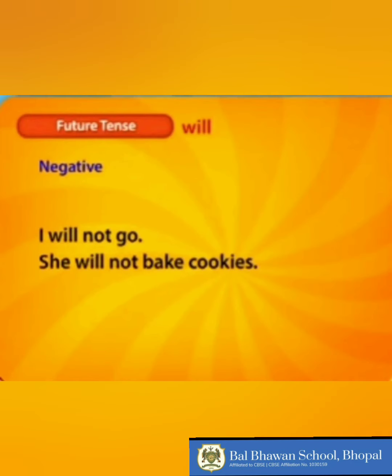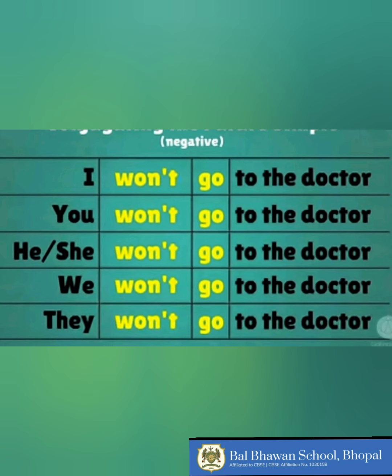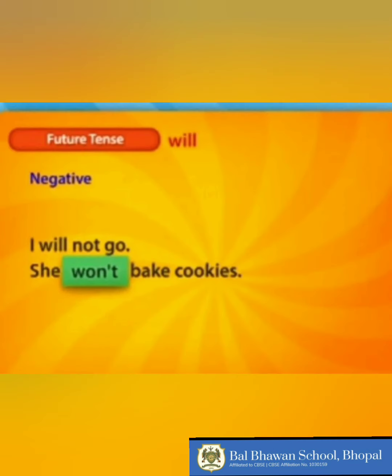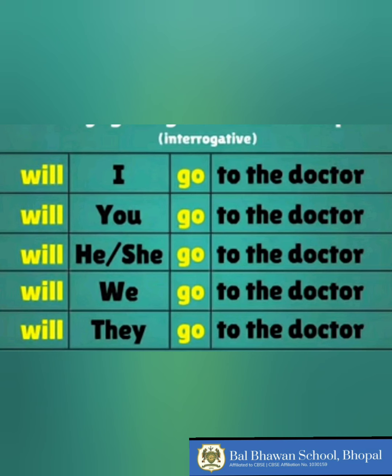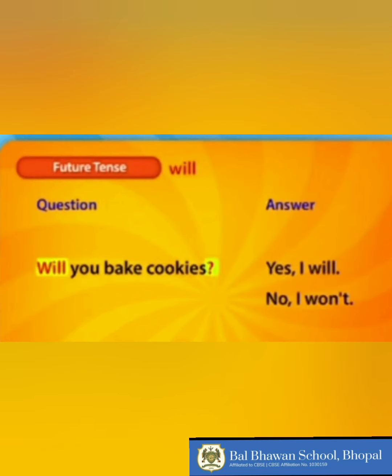I will not go. She will not bake cookies. We can also use the contraction of will not, which is won't. So it will read like this. They won't go to the doctor. I will not go. She won't bake cookies. Let us now see how to frame an interrogative sentence using simple future tense. Will you bake cookies?